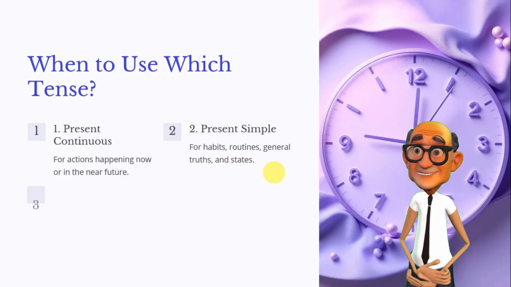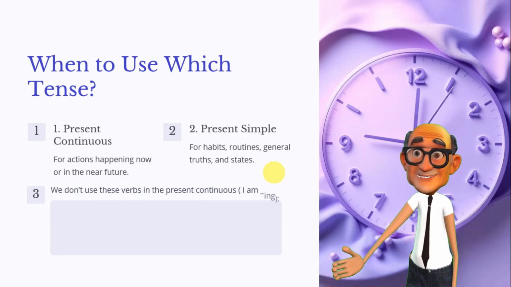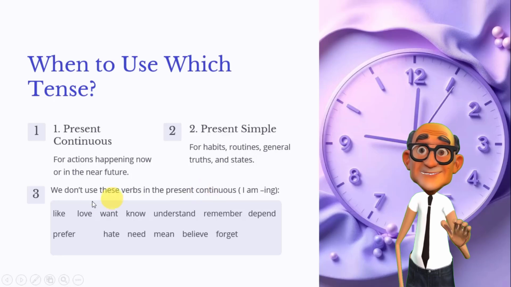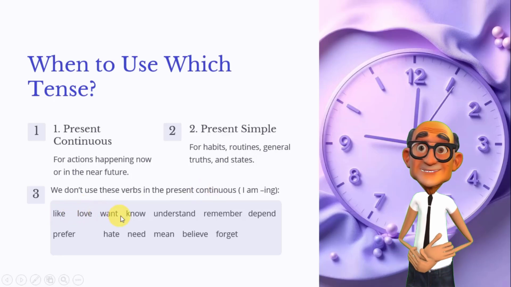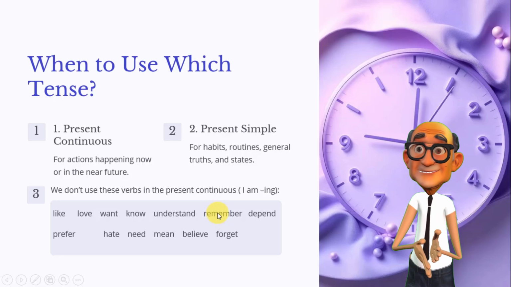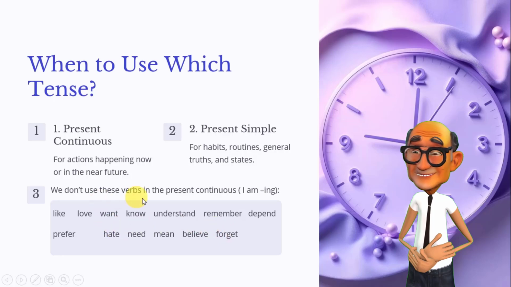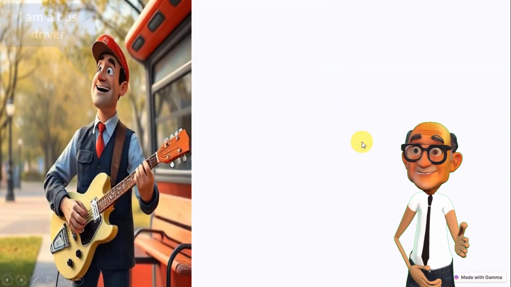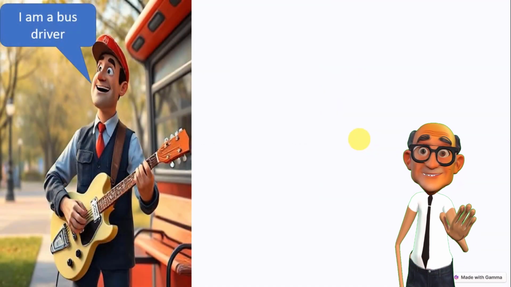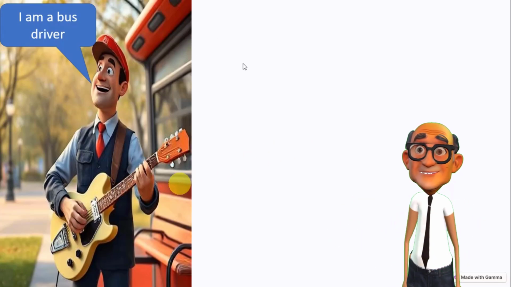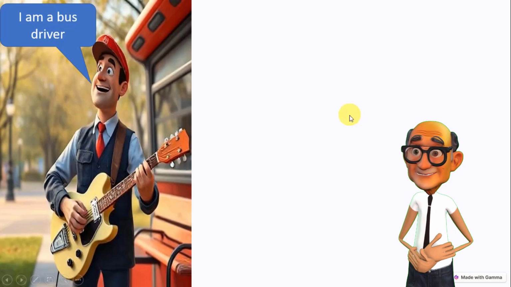Right, let's continue. And let's go have a look. Right, we don't use these verbs in the present continuous: like, love, want, understand, remember, depend, prefer, hate, need, mean, believe, forget. These are some of the words that we will not use in the present continuous. Okay. Wow. I'm a bus driver. I think we've got some exercises coming up here for you to do.